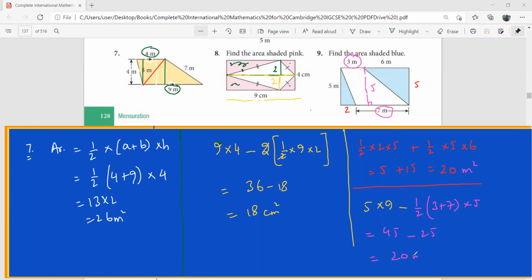This is meter square. So I have tried to explain how we find the areas of different quadrilaterals in this segment here.